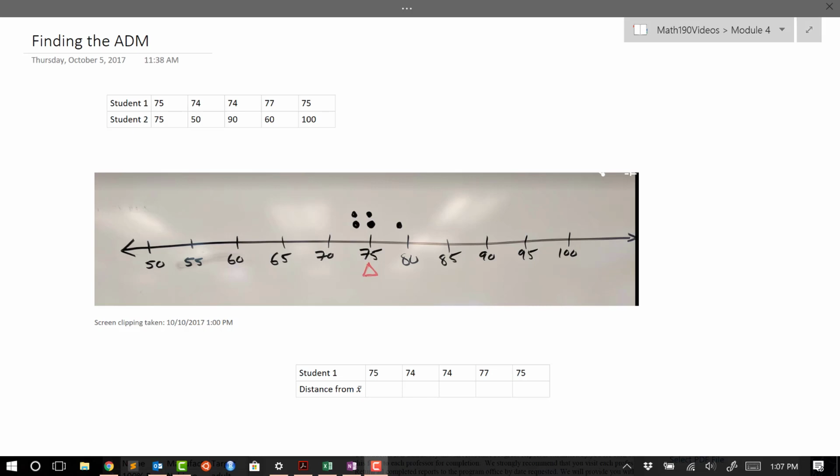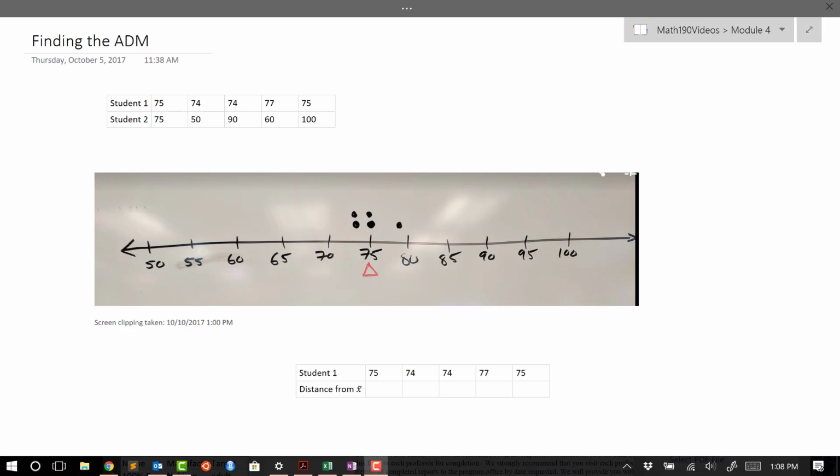But everybody looks at these two people and they do not see similarities between the two. They do not see them as exactly the same. They notice that student number one is very consistent. The values are very close to average, whereas student number two is just all over the place. So what we want to do is develop a way of measuring how spread out, how much variability we have relative to this mean. So this is what we're going to do with this average distance from the mean.